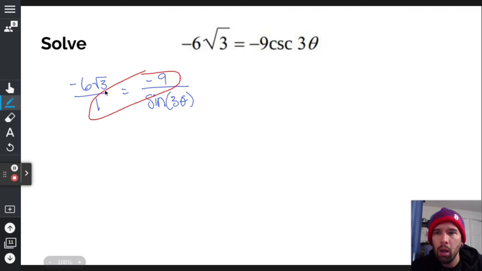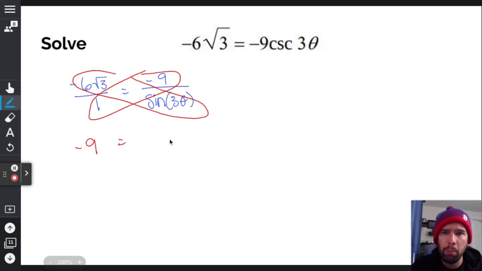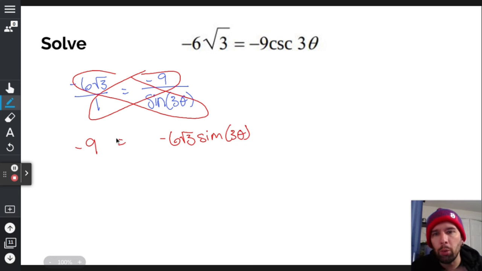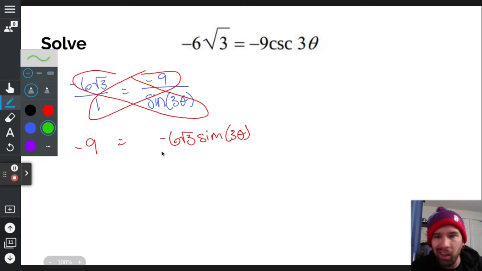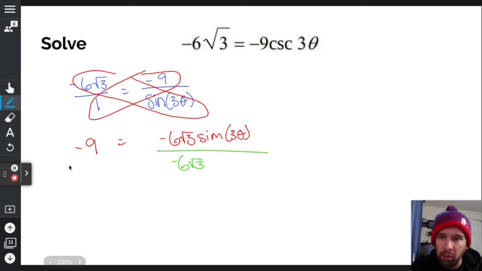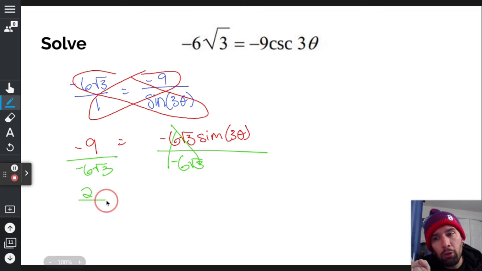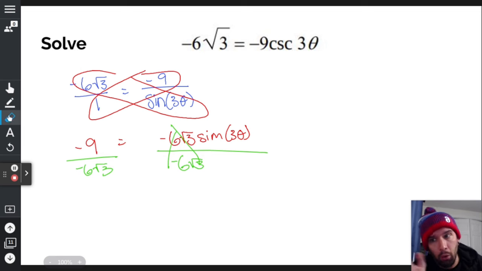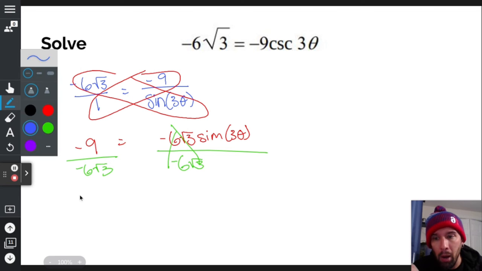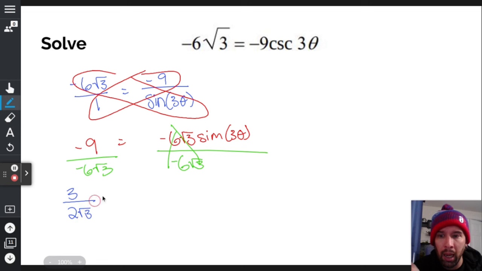So you are now negative 9 equals negative 6 root 3 sine 3 theta. That's an M, and we'll just pretend it's not there. Let's divide both sides by negative 6 root 3. Cross you out. You become positive 3 over 2 root 3, but root 3 on the bottom is bad. So I have to multiply the top and the bottom by root 3. Let me get rid of that M.